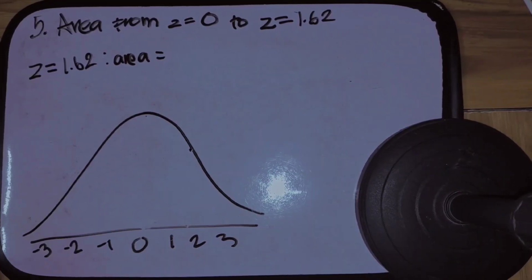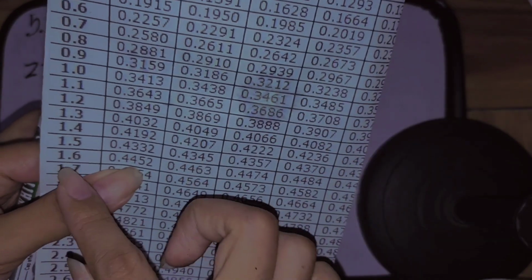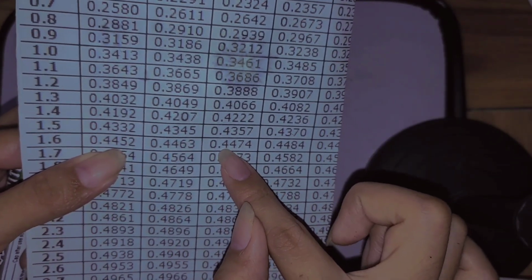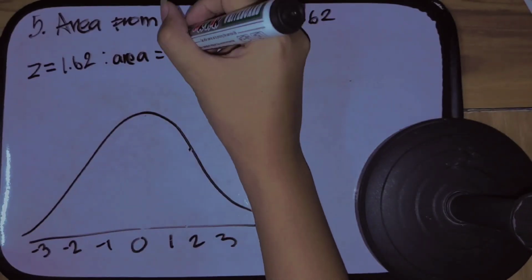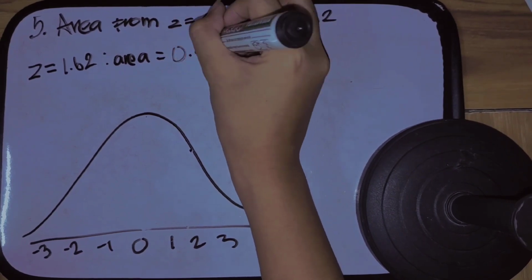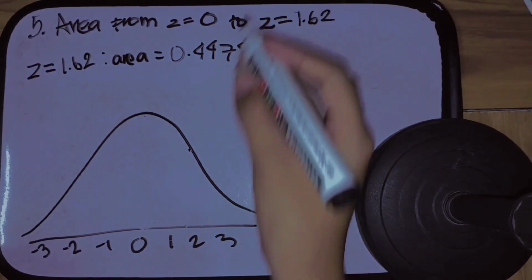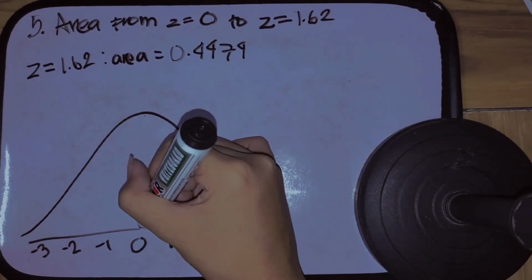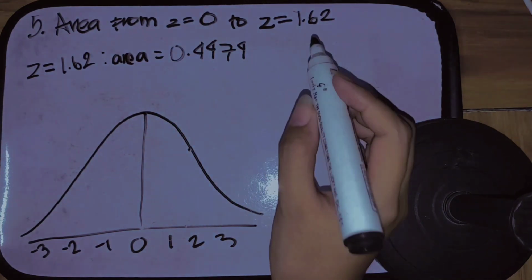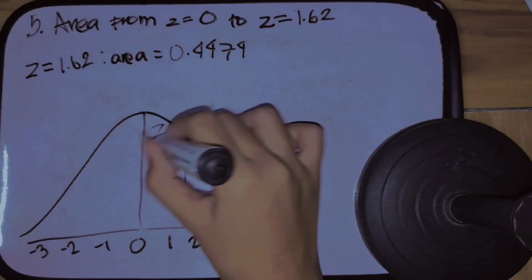And for our last activity, area from z-score equals 0 to z-score equals 1.62. So, hanapin ulit natin sa z-table ang value. So, 1.62, 0.4474. And, let's do the shading part. So, from 0, so dito, to 1.62. So, dito yung shaded na part.